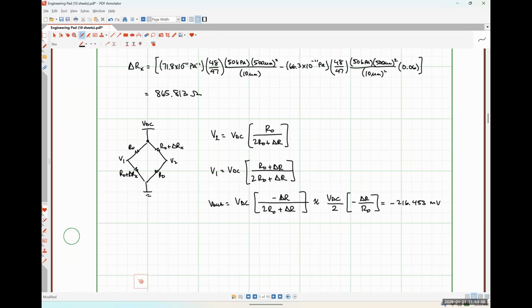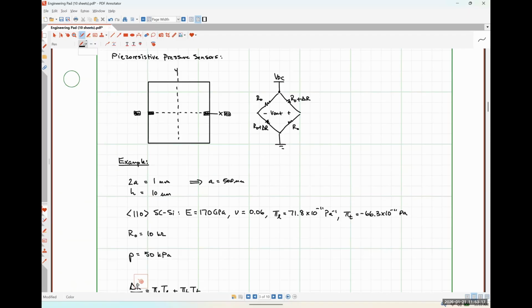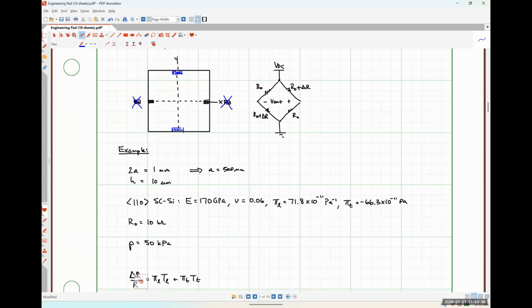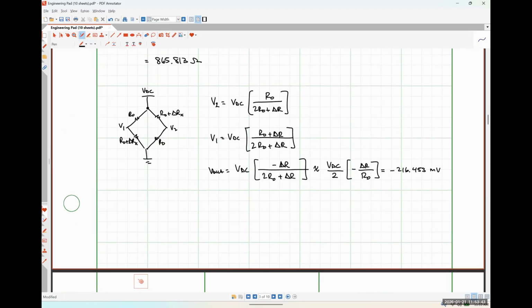Okay, what time is it? This class ends at 12:15, right? So one thing that we could do, if we were so inclined, is instead of using these reference resistors, we could put in transverse piezo resistors up here. Okay. So if we did something like that, we're now going to have what is essentially a delta R sub Y.